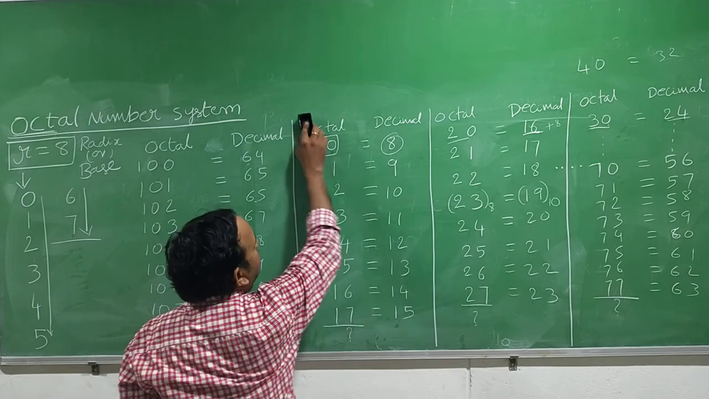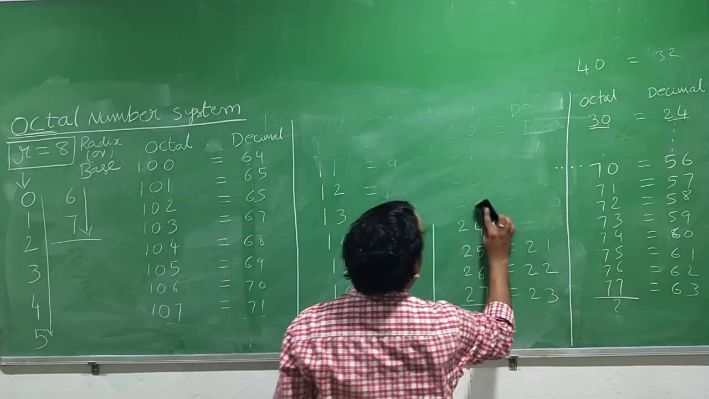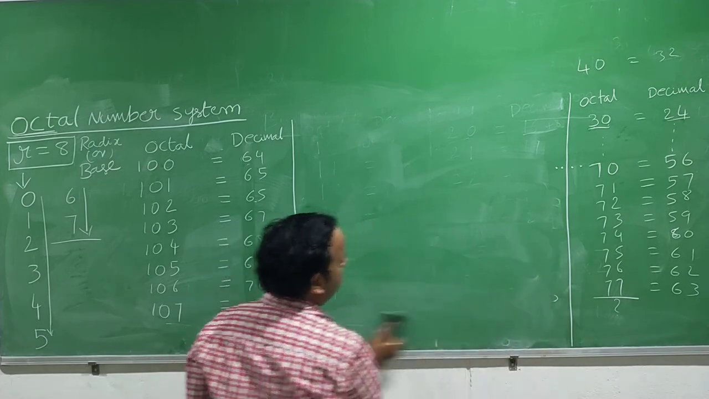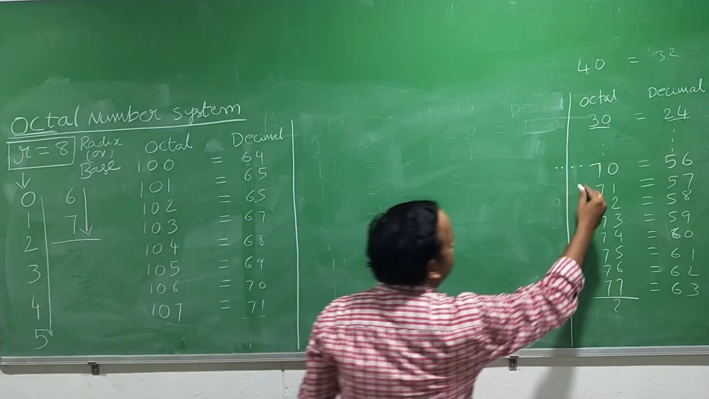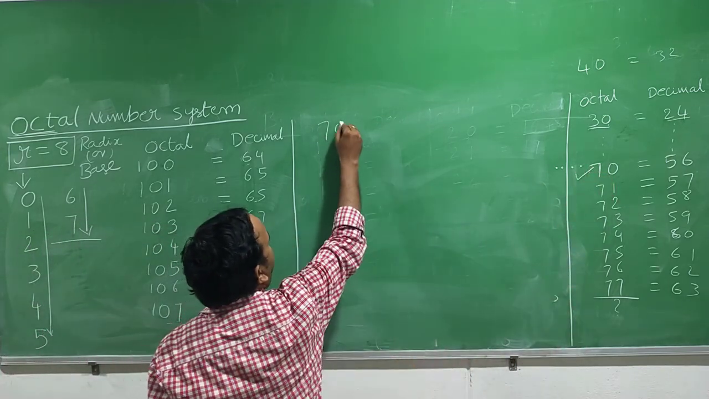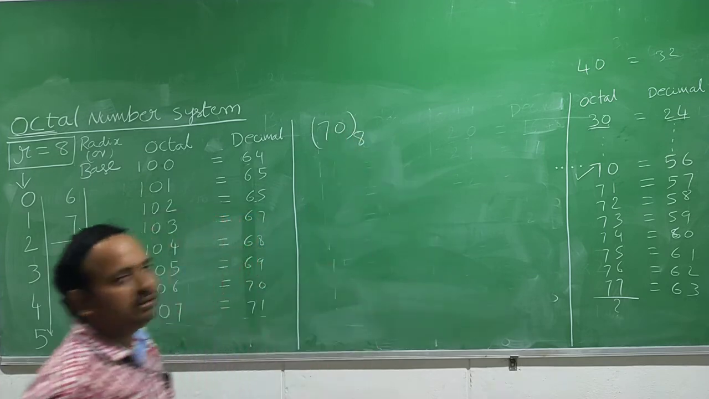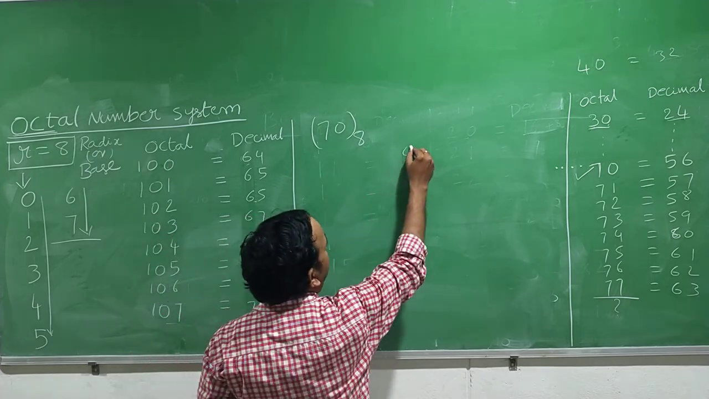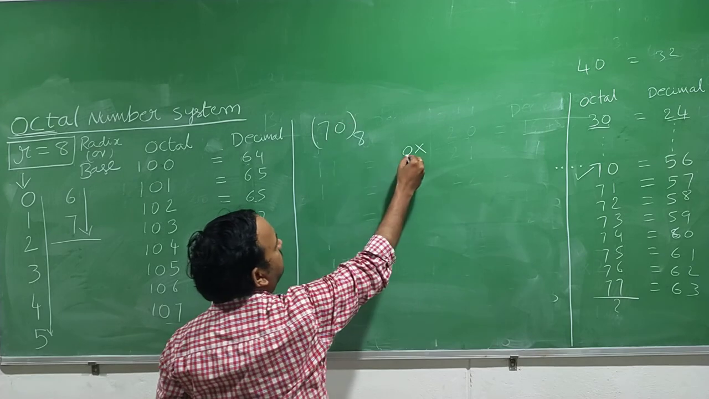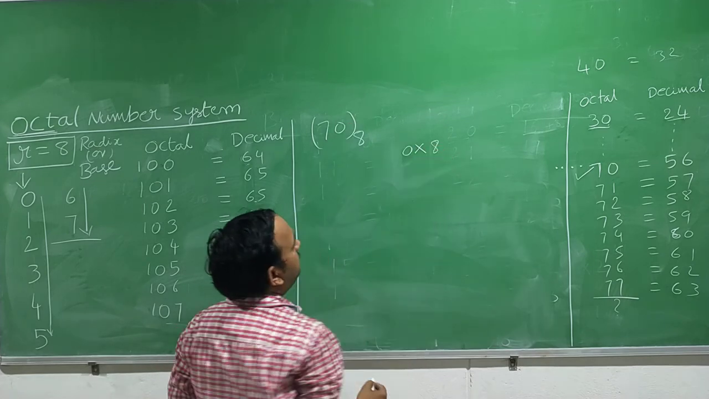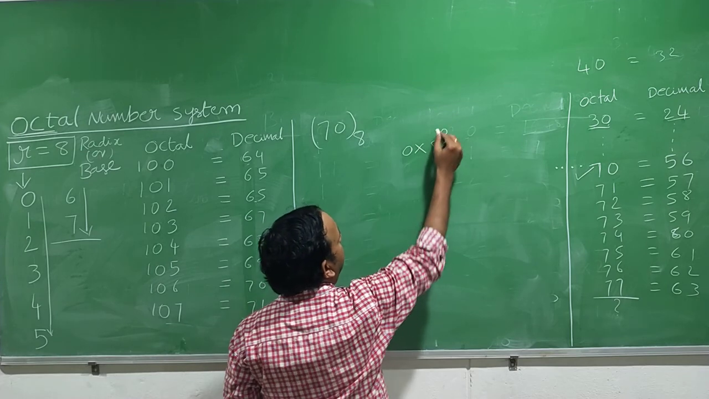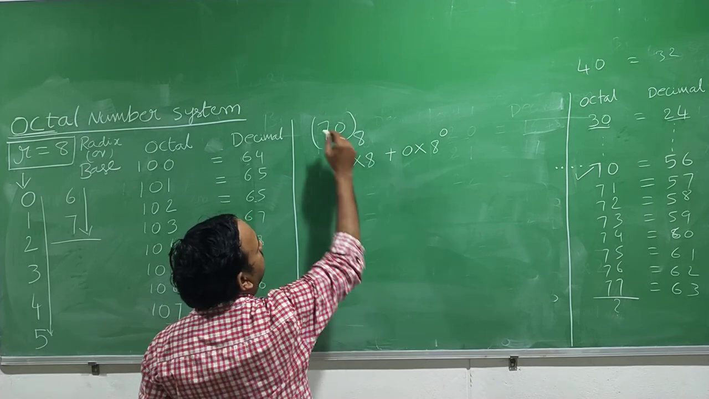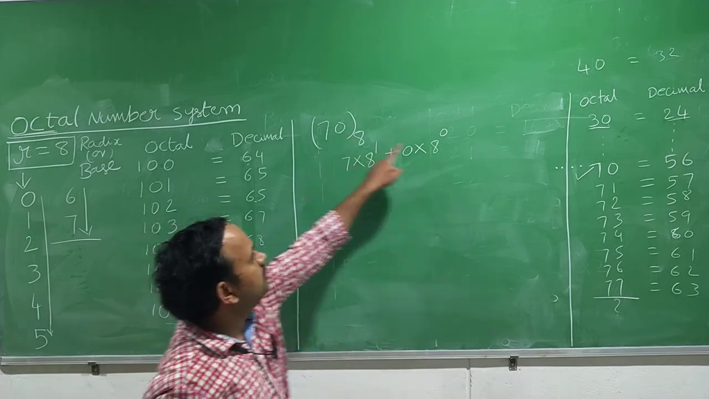So let us prove this. How? In generalized form, how can you write this octal number? For example, I will take the number 70. This 70 is in the octal number system, and I am indicating the radix here. How can you write it in a generalized form? 0 into radix 8, the position of this bit is 0, plus 7 into radix 8, the position is 1. 7's position is 1, 0's position is 0, right?